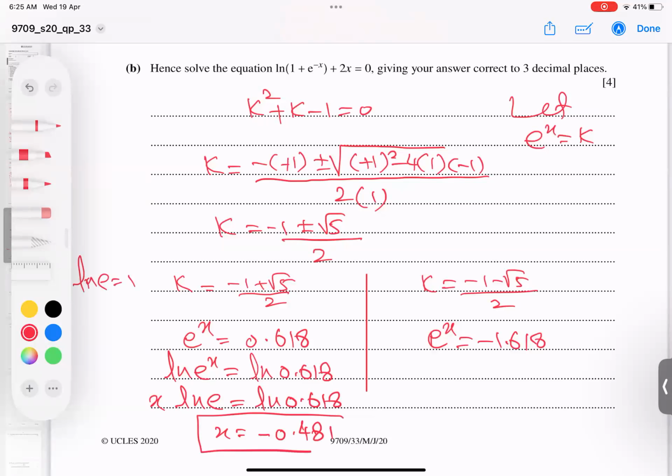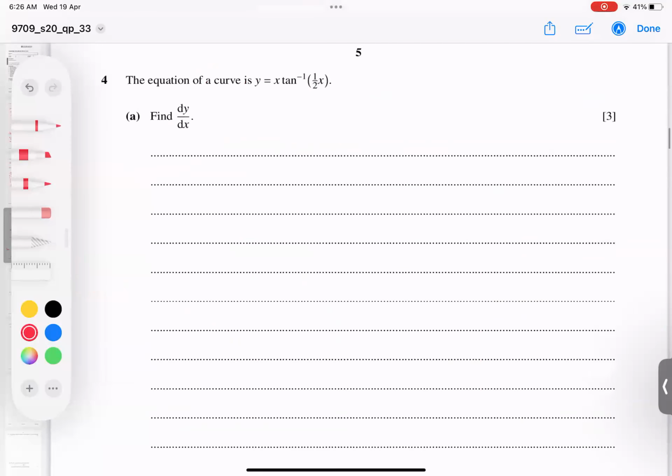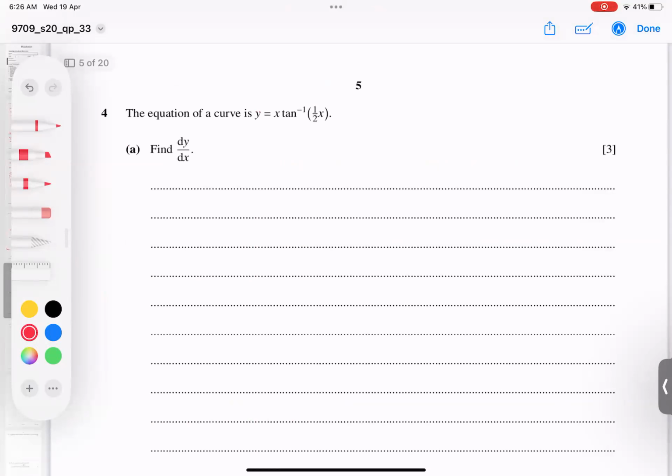This is the answer. You ask me why not this, sir? The reason is, when I take a logarithm to bring x down, the log of a negative value is a math error. So no solution. The reason is that the log of a negative value gives you infinity, undefined. So I hope the point is very clear. Next, we have the derivative.